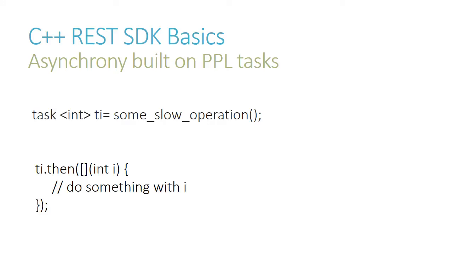Next, what we can do is attach a continuation, which is just a handler which is expressed as a C++11 lambda. This inline function is invoked when the operation finishes and the task is filled in. This is all you need to know about PPL and tasks for the examples in this presentation. To learn more about the parallel programming library, visit this link.